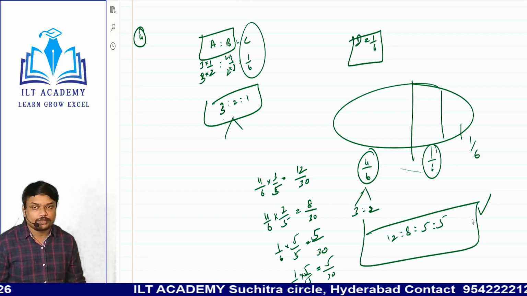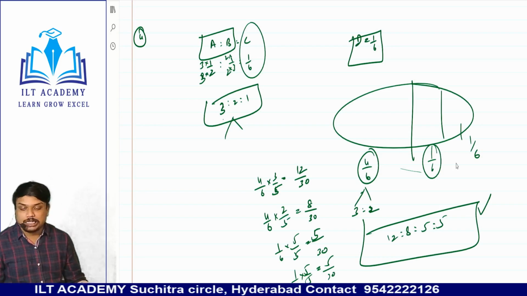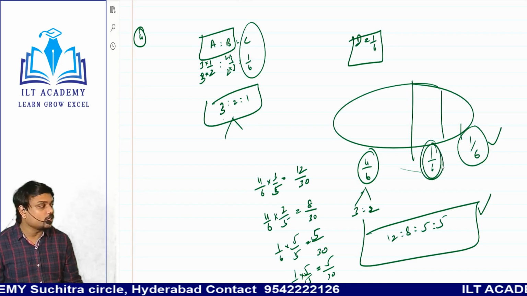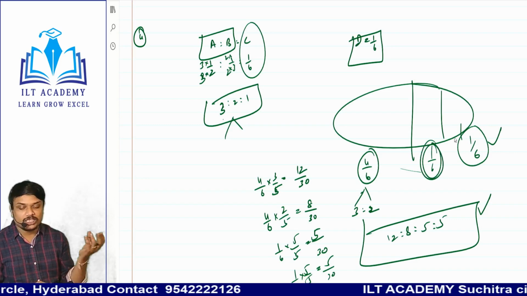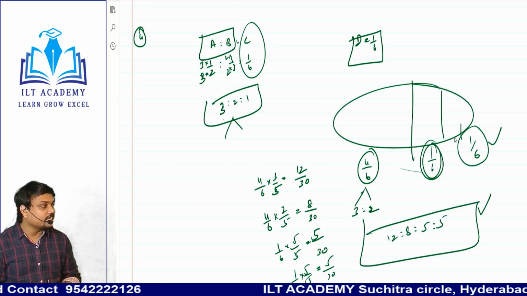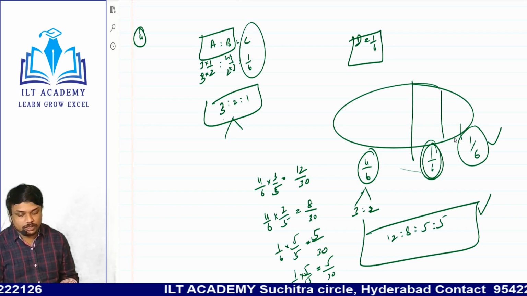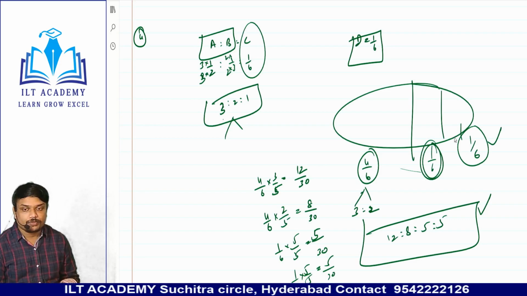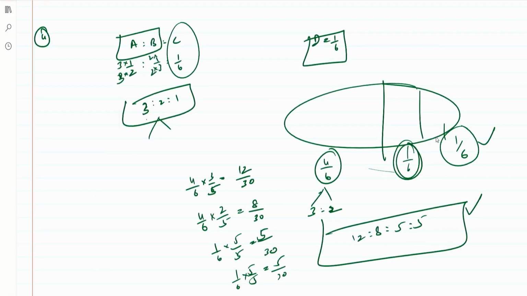Got it? 12:8:5:5. Now look, in the total watermelon, 1/6 belongs to D, that is known. 1/6 belongs to C. How much is left? 4/6. Total 6 parts, 1 belongs to that fellow, 1 belongs to this fellow, so 4 are left. 4 will be shared in 3:2. Clear? If not understood, we can do it again. Record this, write down this.